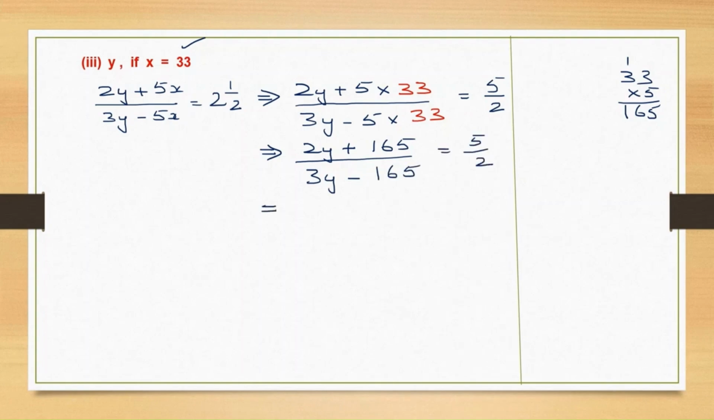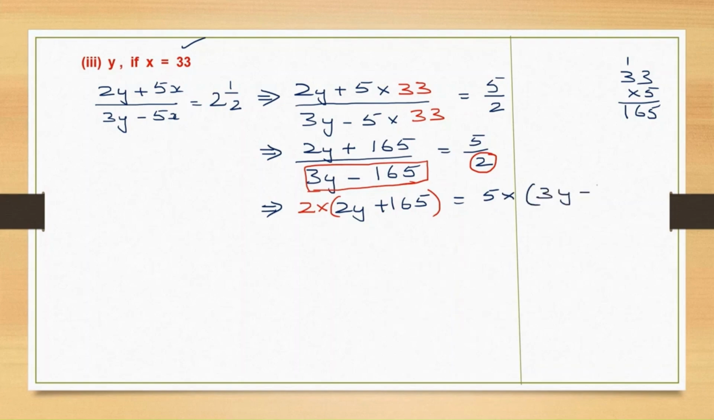Now let's transpose. Now 2y plus 165, I'm leaving it as it is. Now I'm going to transpose 2 from the right hand side to the left. So it becomes multiplication. 2 into, it becomes multiplication. Now on the right hand side we already have 5. Now we're going to transpose this 3y minus 165 to the right hand side. Here it is division, so when it comes here it becomes multiplication. So it is 3y minus 165.